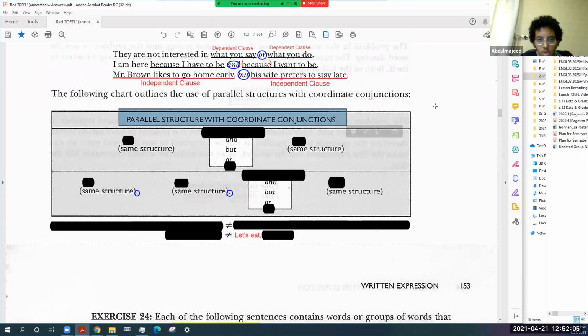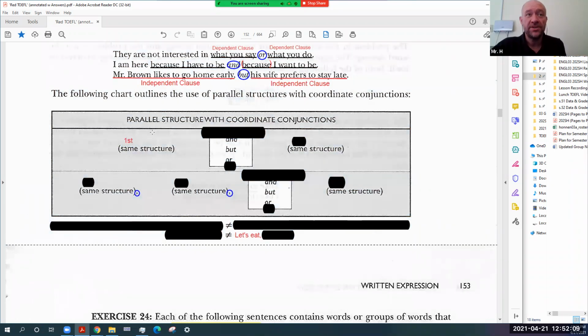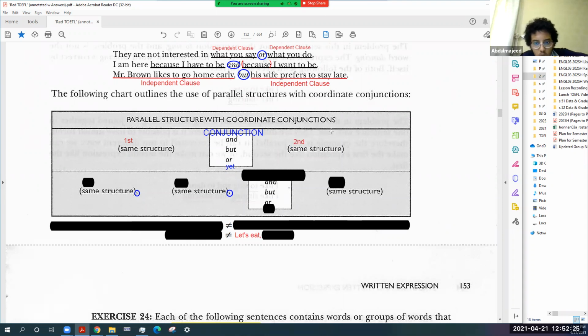Plural structure with coordinator conjunctions. What's the formula? First, same structure. And then in the middle, conjunctions. Which word should I include here? Yet. And here? Second, same structure.